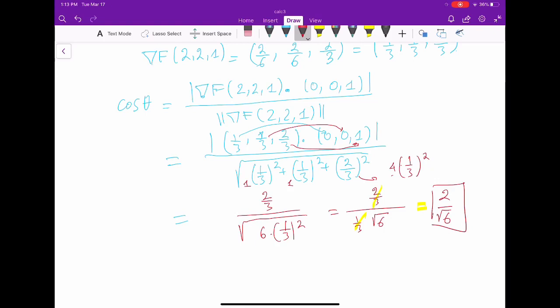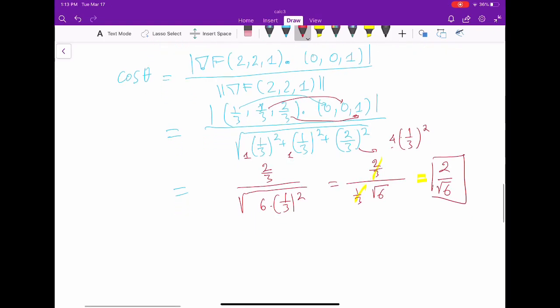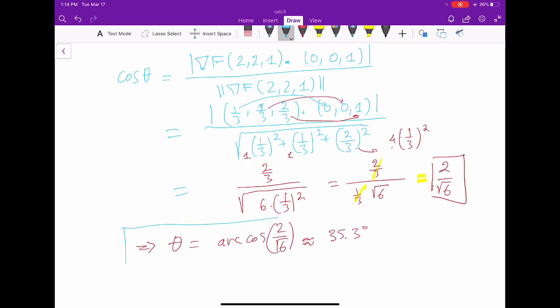Since we have the cosine of theta, you apply the inverse cosine. From here you get theta equal to arccosine of 2 over the square root of 6, which is approximately 35.3 degrees. So we finished this problem, and by doing so, we finished this section.